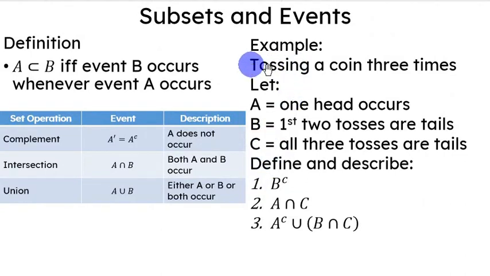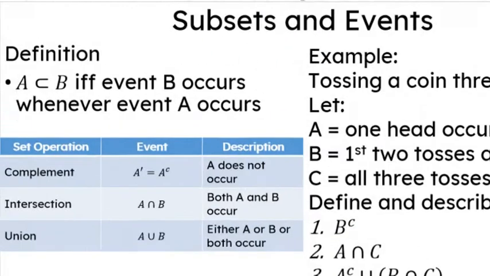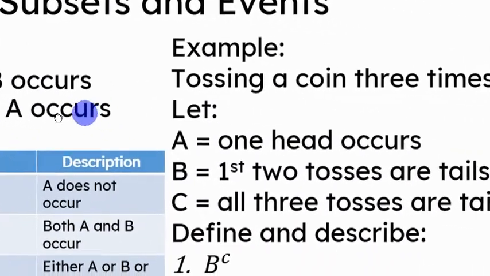Let us have a specific example here. We are asked: tossing a coin 3 times. This is our experiment, and we let event A be one head occurs, B, the first 2 tosses are tails, and C, all three tosses are tails. We are asked to define and describe the following sets.